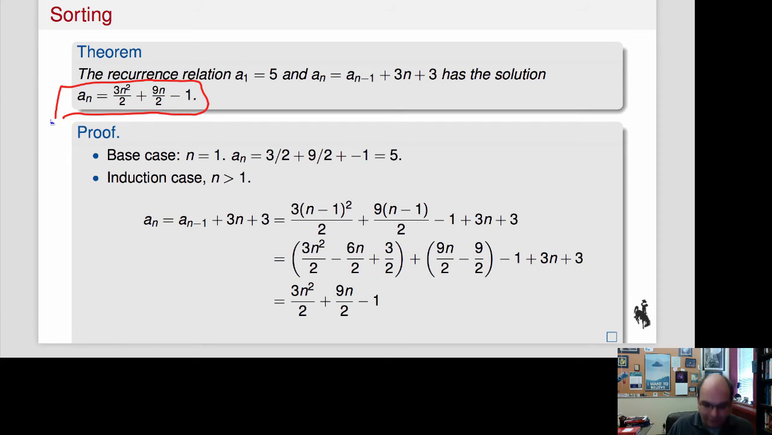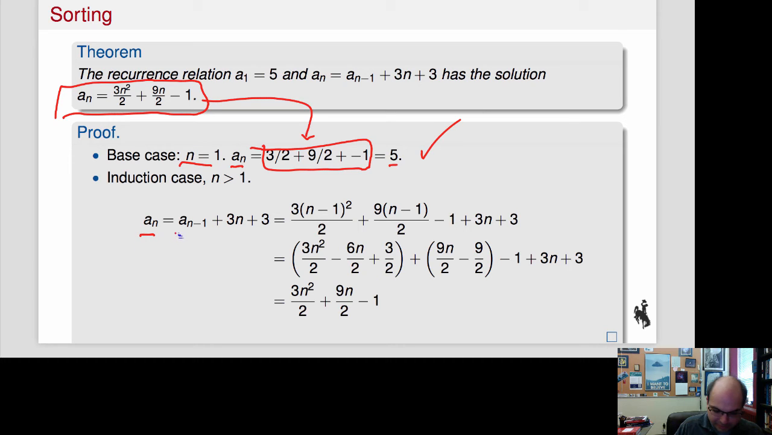So let's do that. The base case, n is equal to 1. What's A sub n? According to this formula, it should be 3 halves plus 9 halves minus 1. And in fact, that is equal to 5, because that's 12 halves, which is 6, minus 1. Yep, that is 5. So check mark, we were able to prove the base case. Now, what about the induction step?